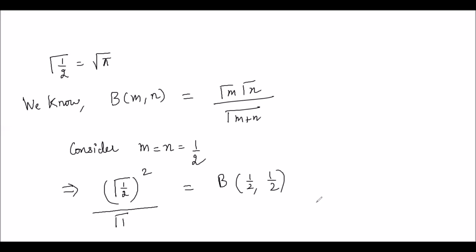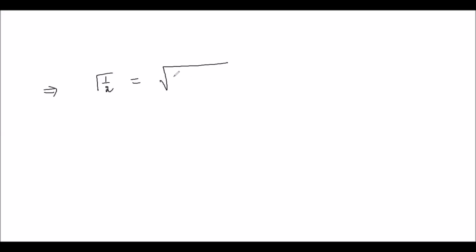So this implies that gamma of 1 by 2 will actually be the square root of what is on the right-hand side. The denominator becomes 1, and on the right-hand side we have beta of 1 by 2, 1 by 2. So for finding this gamma of 1 by 2, we have to evaluate this beta of 1 by 2, 1 by 2. For evaluating it, we will use the definition which we have for beta function.